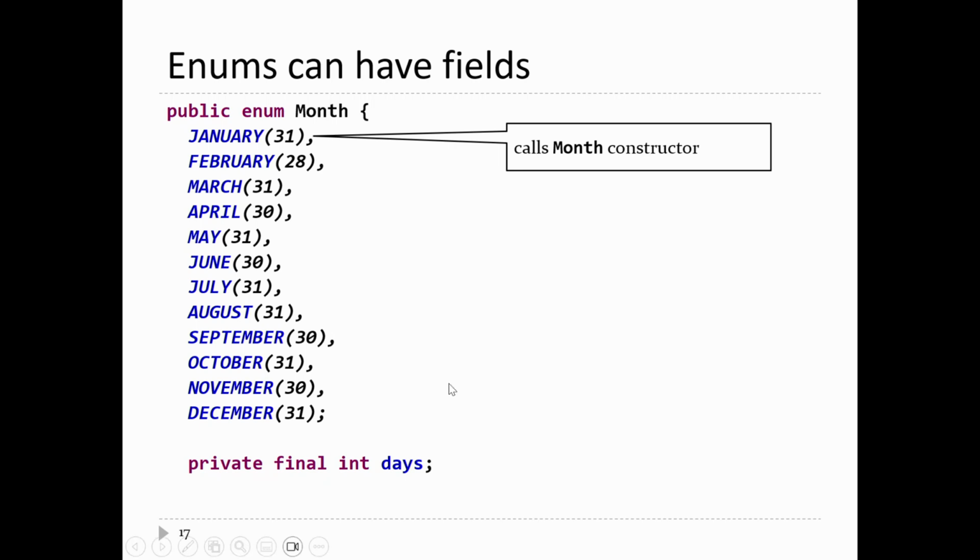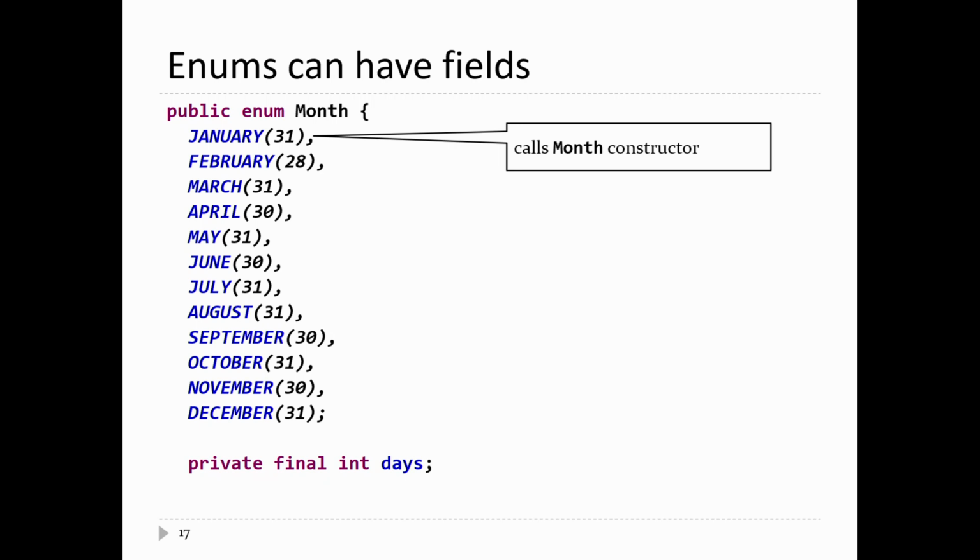The piece of information I'm going to add is the number of days for each month. Remembering that these things are supposed to be constant values, I'm going to mark my field as being final. In other words, I can assign the number of days once to each constant, which is problematic for February, but we'll deal with that in a second.